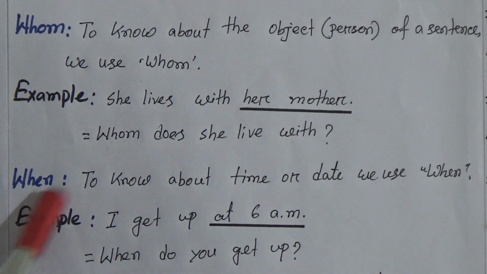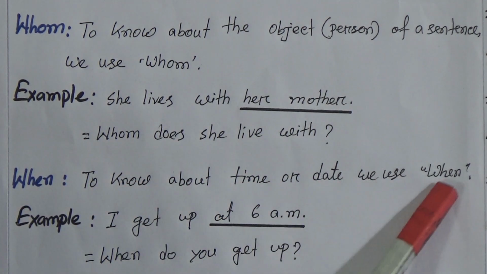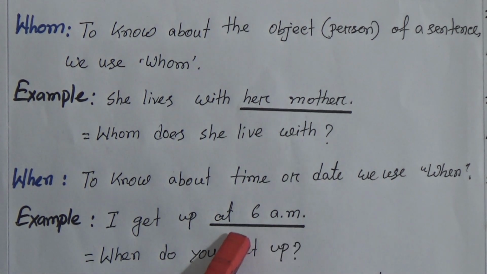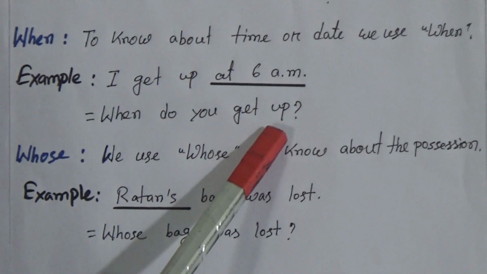The next one is when. To know about time or date, we use when. For example, I get up at 6 a.m. Underlined portion indicates a time, so we will use when. When do you get up?